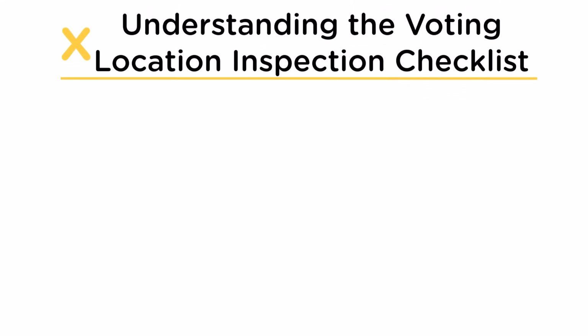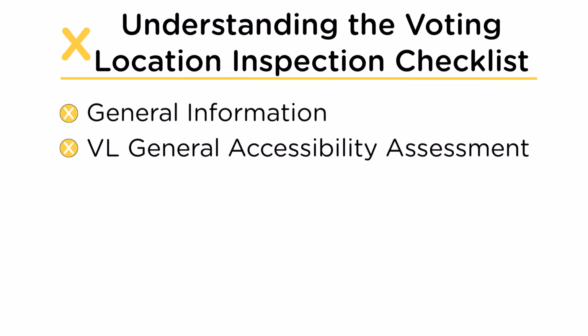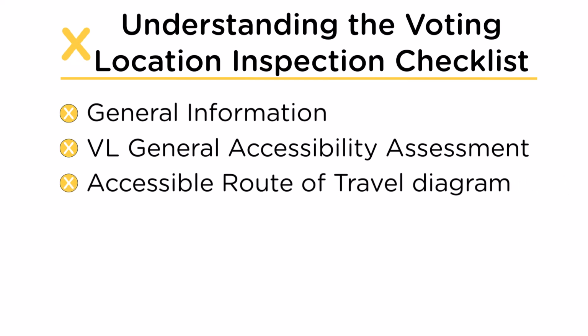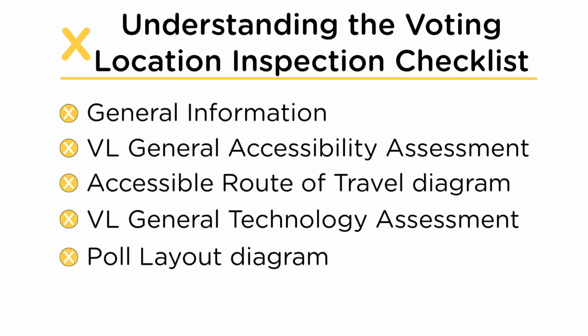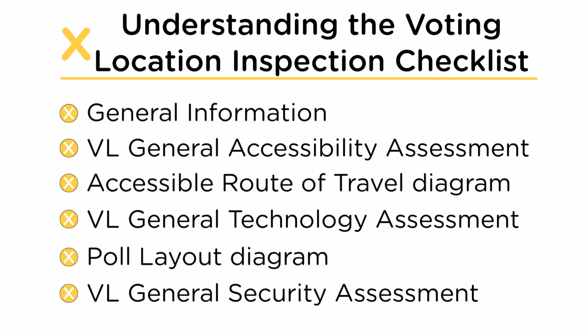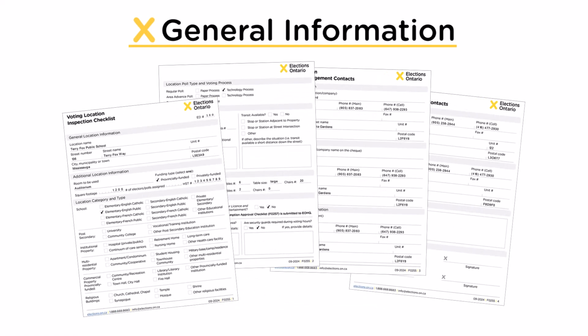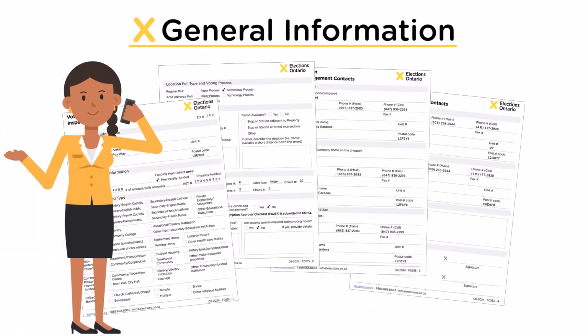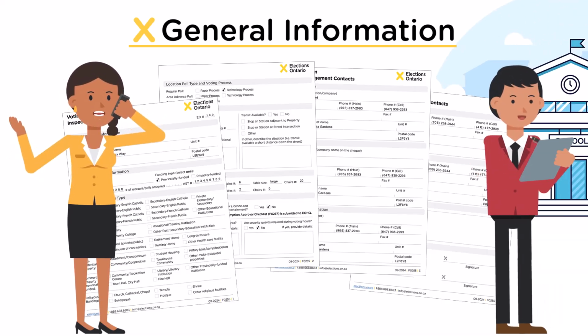The Voting Location Inspection Checklist contains 6 sections to be completed by the RO and/or any designate staff when conducting inspections: General information, VL General Accessibility Assessment, Accessible Route of Travel Diagram, VL General Technology Assessment, Poll Layout Diagram, and VL General Security Assessment. The first 4 pages are used to record general location information. They can be completed either over the phone with the landlord by the returning officer or during the inspection by staff where required.